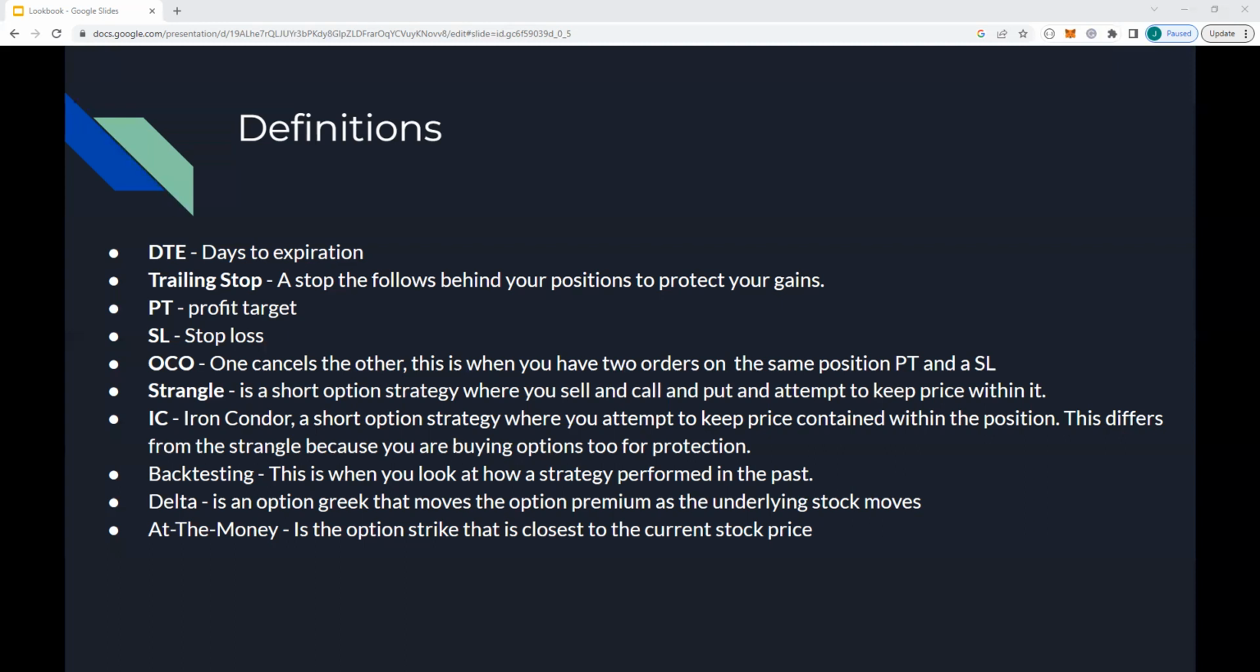Delta is an option Greek, and I don't want to get too far into these because they are kind of complex. When I mention delta, I use it as almost a gauge of how far in the money something is. Basically, delta defines how much the option premium moves with the underlying stock price movement. In one of the strategies here, I'll use the 50 delta, and that's the at the money option strike. At the money just means the option strike closest to the price of the underlying security you're trading.